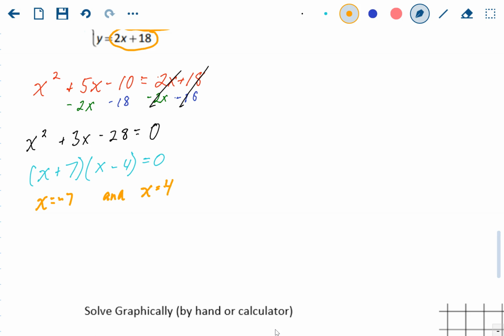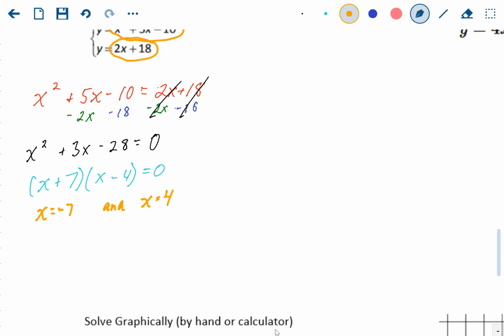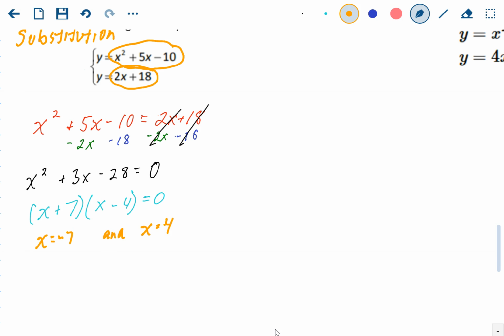However, those aren't our answers. Okay. Remember, we're trying to find the ordered pair and where these graphs intersect. So we know the x values, but we don't know the y values. So we're going to have to plug that back in. Remember, the system of equations always has an ordered pair answer. Okay. Well, we know x is negative 7, and we know x is 4, that means we're going to have two solutions. So if you need to figure out y, you got to plug both these values back into the original equations.